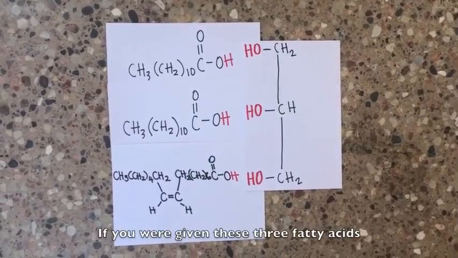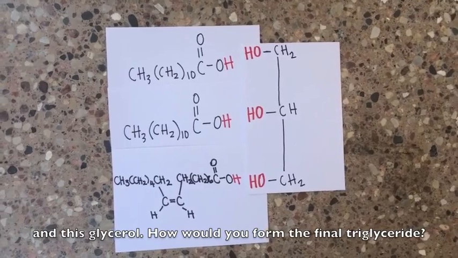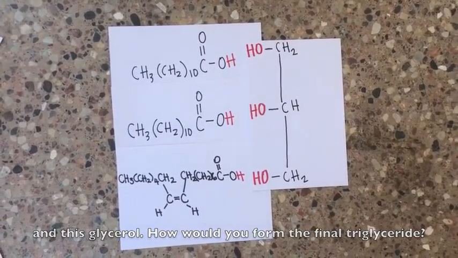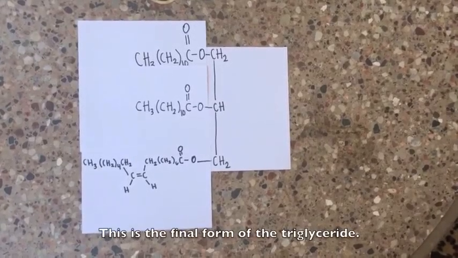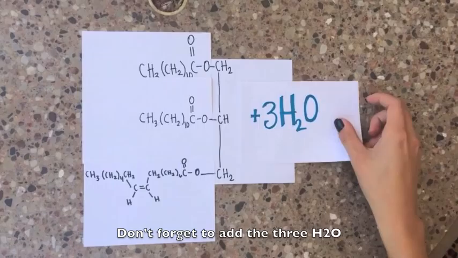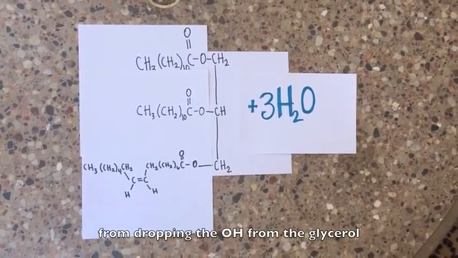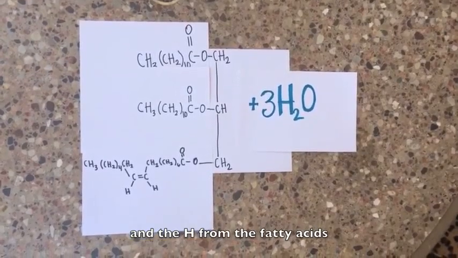If you were given these three fatty acids and this glycerol, how would you form the final triglyceride? This is the final form of the triglyceride. Don't forget to add the 3H2O from dropping the OH from the glycerol and the H from the fatty acids.